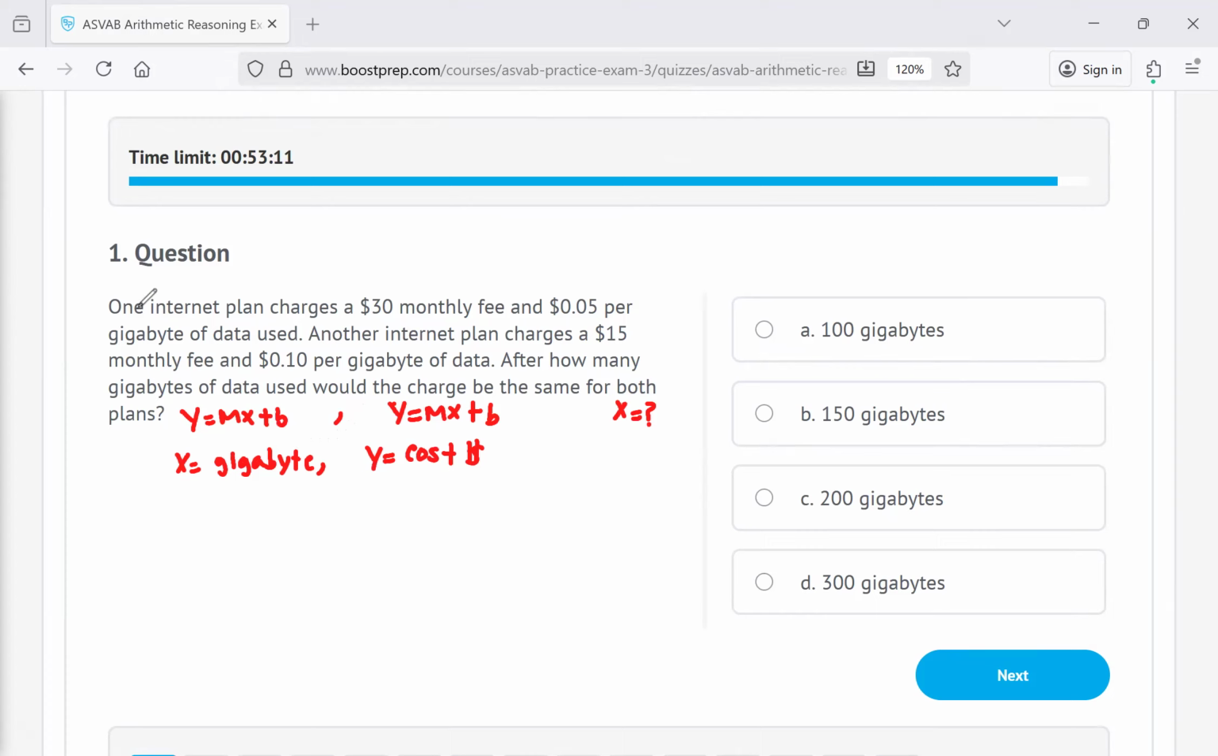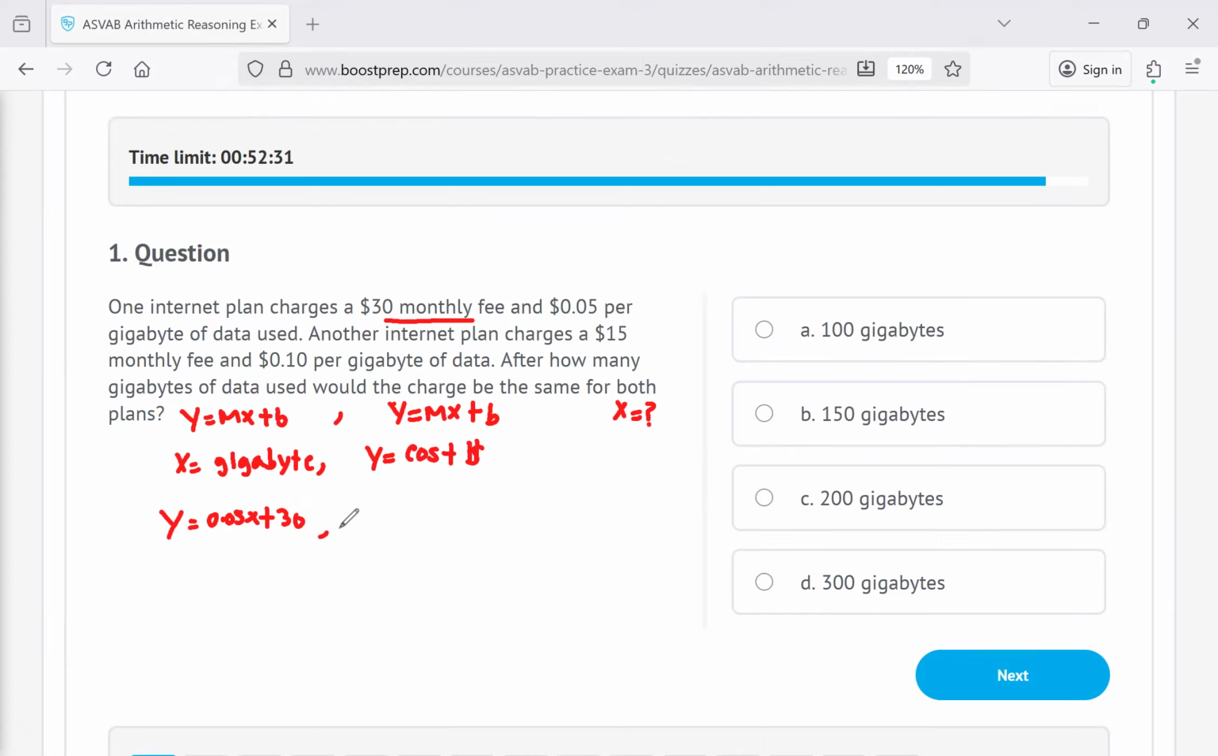So what would be the first equation? The first information says one internet plan charges a $30 monthly fee plus 5 cents per gigabyte of data used. They tell you right there. The m is like the uncontrolled value. The b is the given value. It's like the starting point, how much you put down. So you put down a $30 monthly fee. That is my b. And then it's 5 cents per gigabyte. That's really kind of unknown because we don't know how many gigabytes you're going to use. So that's our m. So it's going to be y equals 0.05x plus 30.